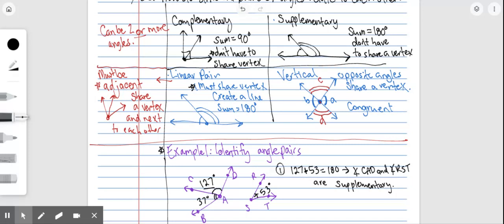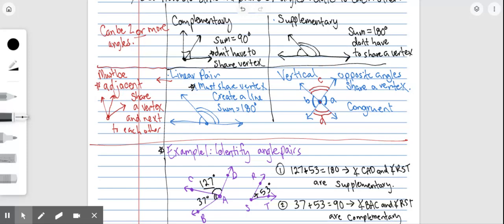Okay. A second thing that we can note is 37 plus 53 is 90 degrees. So 37 plus 53 equals 90, which means that angle BAC and angle RST are, what are they if they sum to 90 degrees? Complementary. Okay. They are not adjacent, so there's nothing else that we know about them.